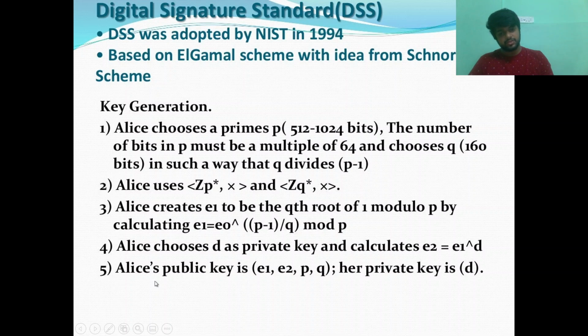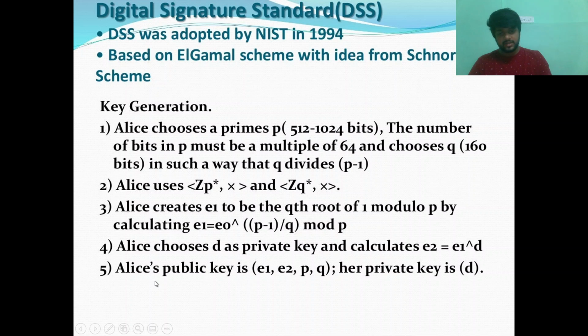So Alice chooses a prime P. Again, she chooses a random number. The number of bits in P must be a multiple of 64, and she chooses Q of 160 bits in such a way that Q divides P minus 1. So Alice uses Z_P*.